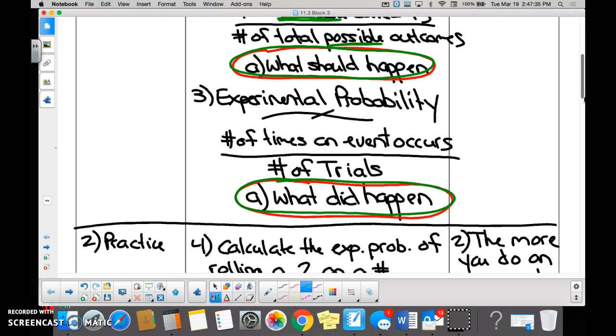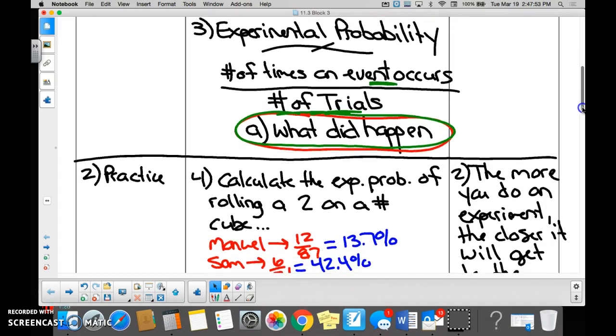So our experimental probability has to have already been done in order for you to know it, right? Yes. Someone has to have already done it. So it's the number of times something happens over the number of times you do it or the number of trials. Yes, no? Yes.